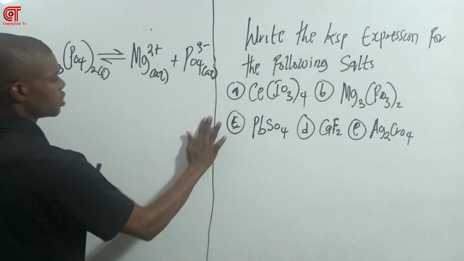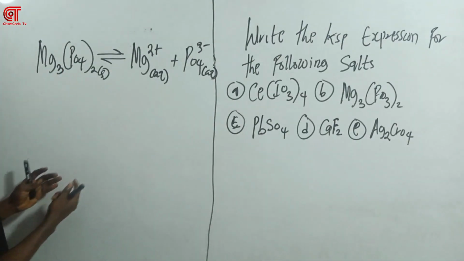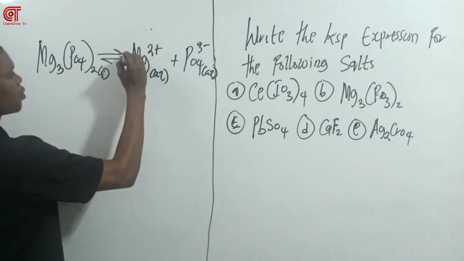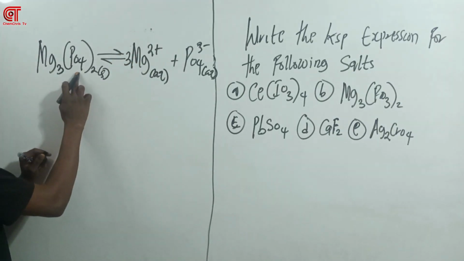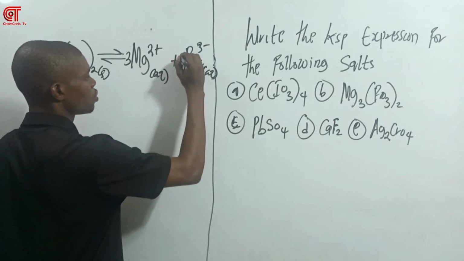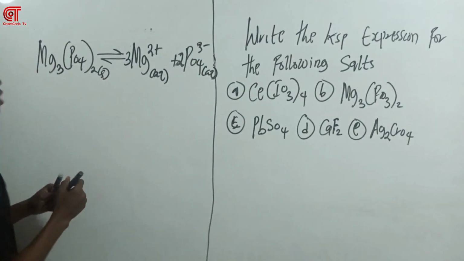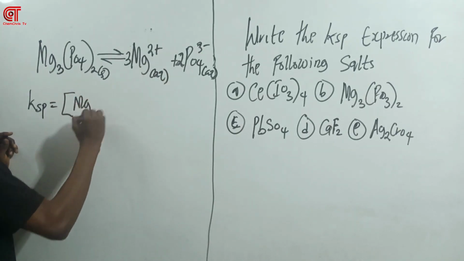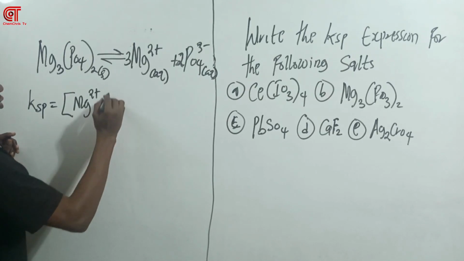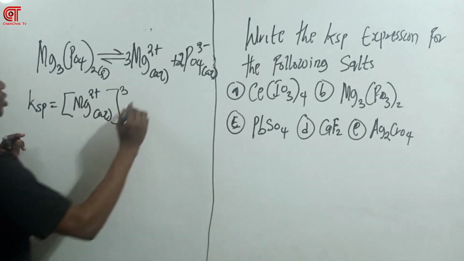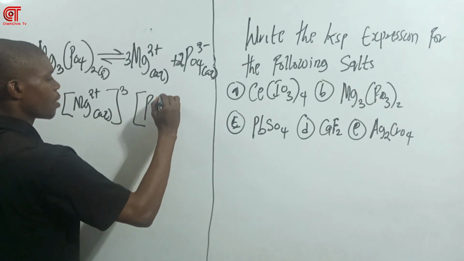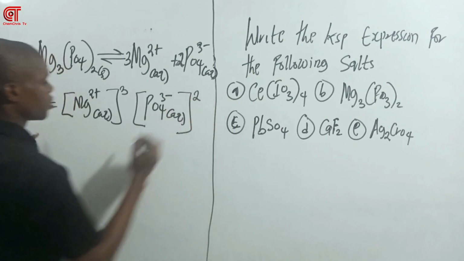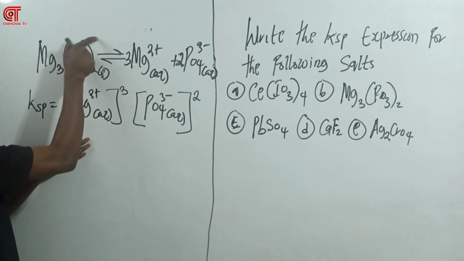See that? So for the Ksp expression, the first thing you want to do is to balance the equation. How many magnesium do you have here? Magnesium is 3, so here you put 3. And PO4, how many do you have here? 2. So here you have 2. So my Ksp expression: Ksp equals the concentration of Mg2+ aqueous, this is to the power 3, right? Times PO4 3 minus aqueous, this is to the power 2. So now this is the Ksp expression for this salt here.